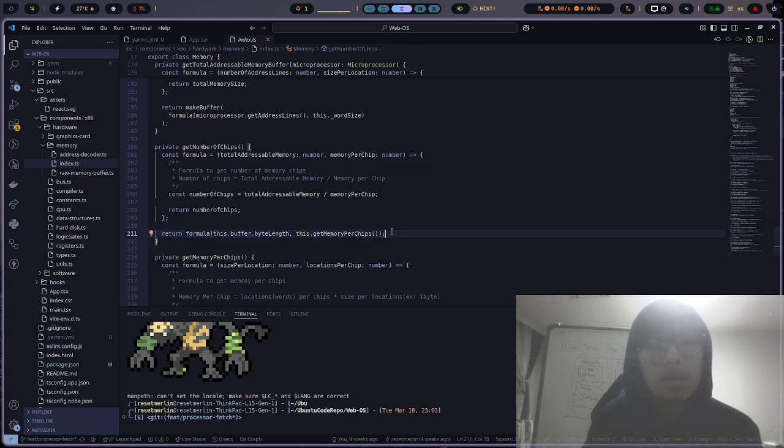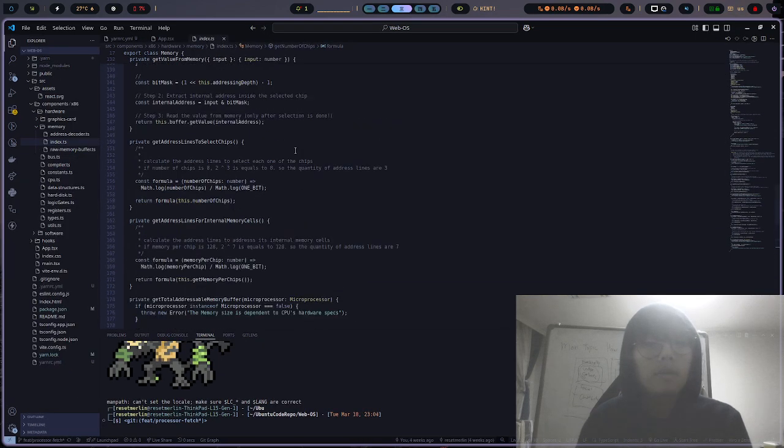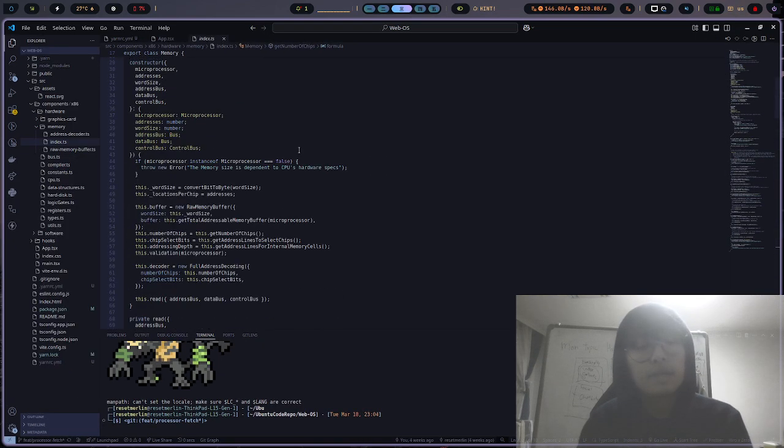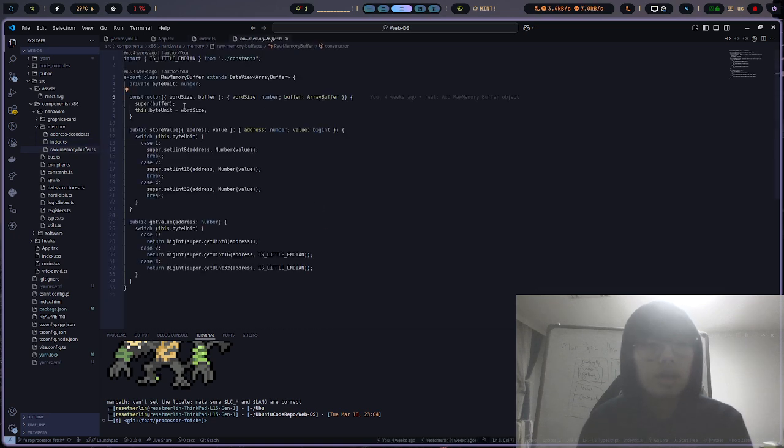So I think this is how I did it. I implemented the whole formula, the theory, into the front end using class code. The reason it works is because there's a new buffer API in JavaScript, so you can just put bytecode into a buffer. That's really how I did it.